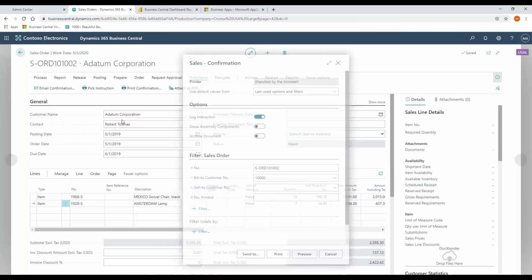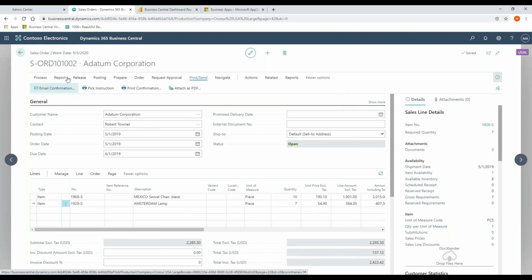I do have the ability to then email these documents as well. So if I said email confirmation, for example, what the system will do is it will take the output that we just looked at. It's going to create a PDF document, attach it to an email, and then send the email out. So it's not going to send a Word doc in that case. It's going to actually send a PDF document. I can also embed it into the body of the email if I needed to.